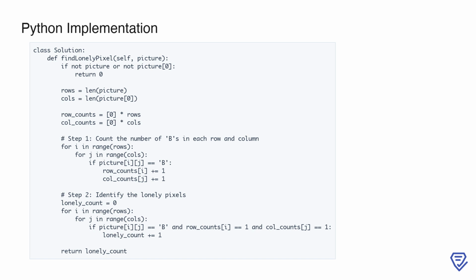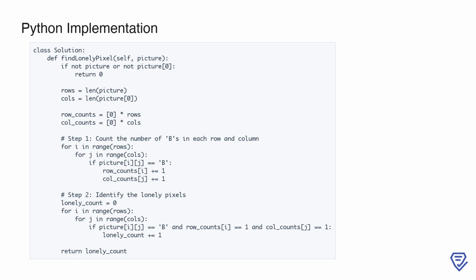Let's break down the solution step by step. First, the function begins by validating the input. If the grid is empty or contains no rows, it immediately returns 0, as there are no pixels to evaluate. Next, it initializes two arrays, row_counts and col_counts. These arrays will store the count of black pixels in each row and column, respectively. The dimensions of these arrays are determined by the number of rows and columns in the grid.